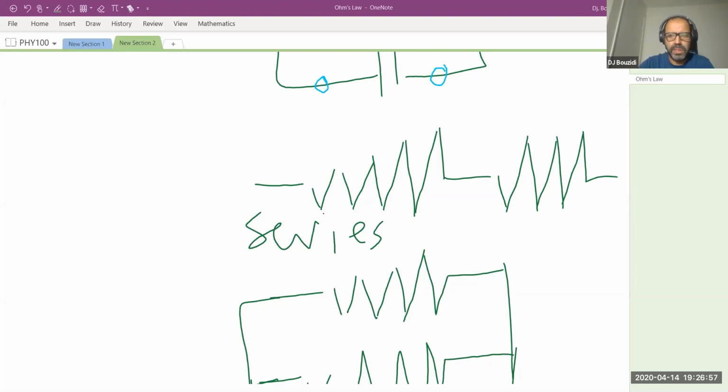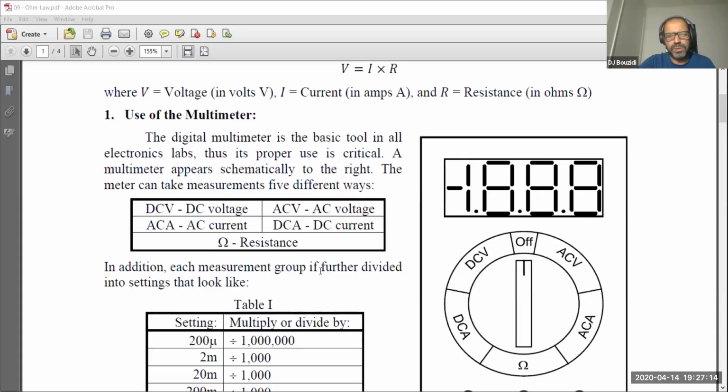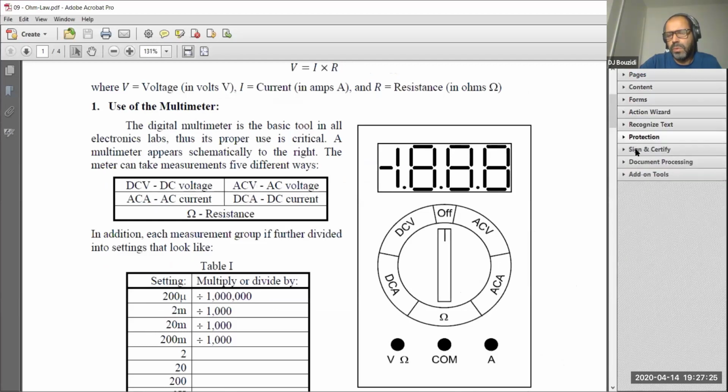Again, this is a representation of what an ohm meter looks like. Okay, let me stop the sharing of that screen and come back to this screen. So now we're in the PDF, the instructions for the lab. So again, these are the functions that I was talking about in here.